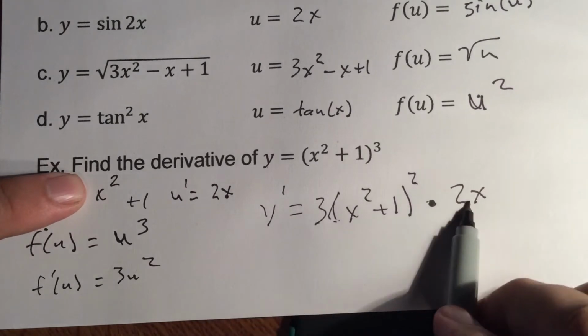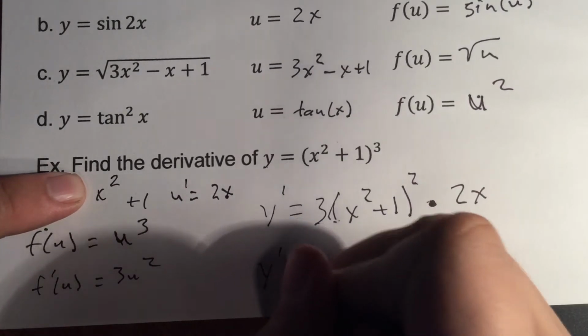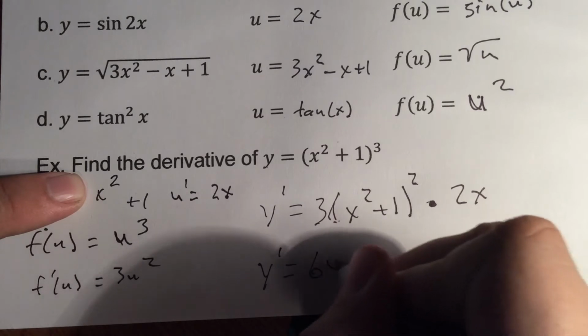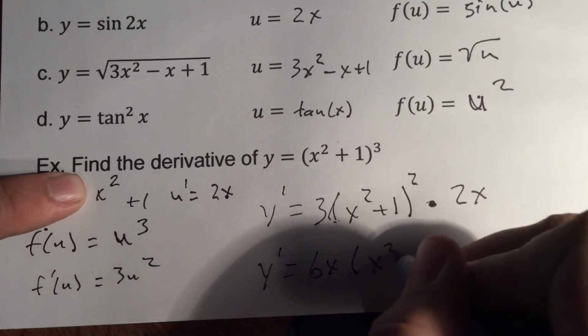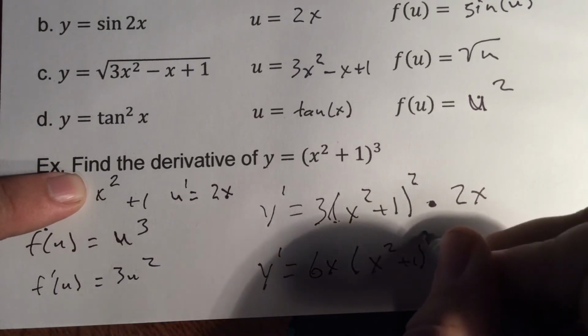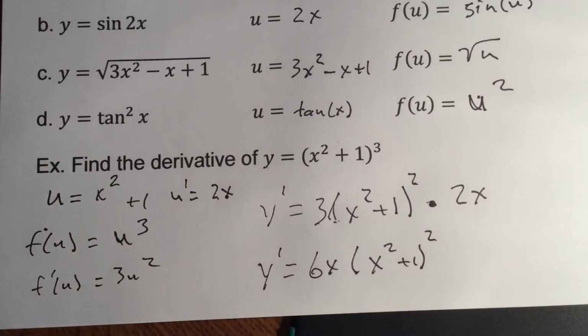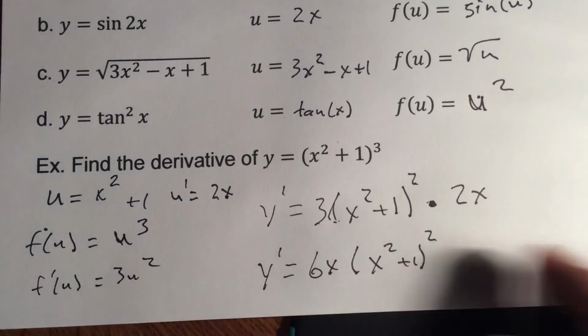Now, the 3 in front and the 2x we could put together, and so our y prime could be 6x parentheses x squared plus 1 squared. Is how we would write this. So we have to look at it as two different parts, the inside part and the outside part. What do we have to do for the derivative of the outside? What do we have to do for the derivative of the inside? And that's going to be times on the backside.